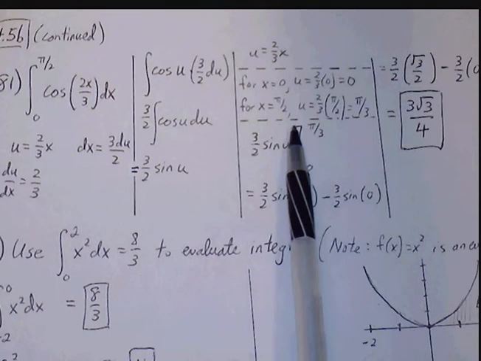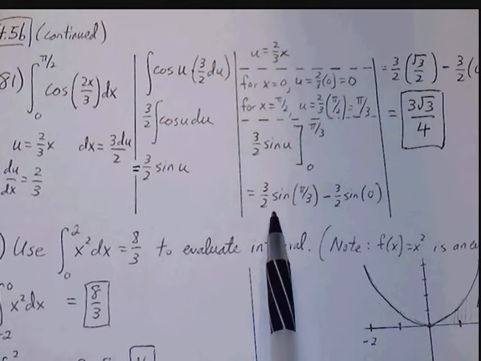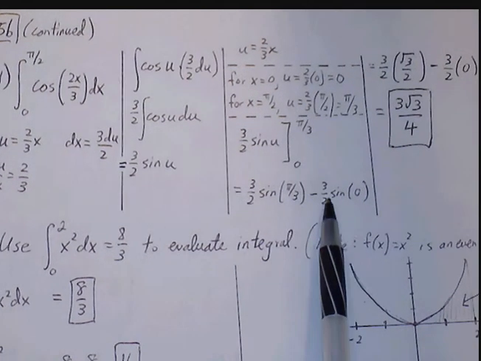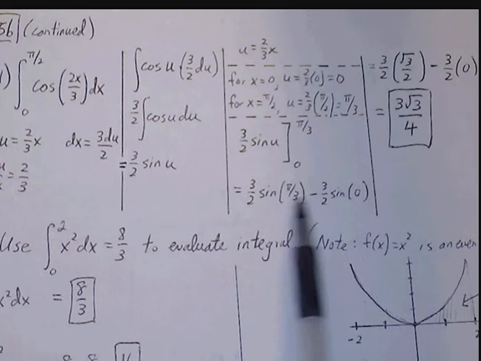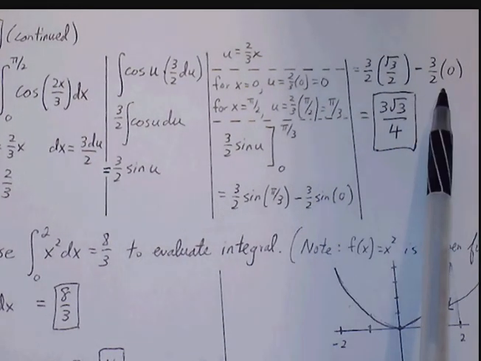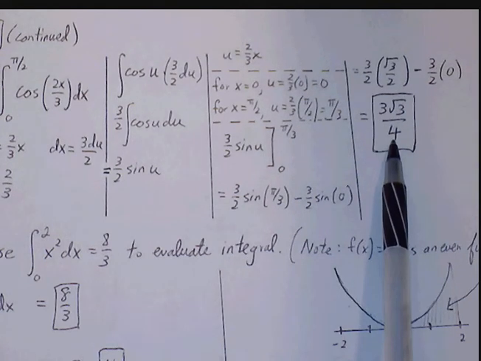So now we're going to evaluate between our upper and lower bound. Pi over 3 goes first, so 3/2 sine of pi over 3. The lower bound goes next, so 3/2 sine of 0. Sine of pi over 3 is simply √3/2. Sine of 0 is simply 0. So we get 3√3/4 as the definite integral.